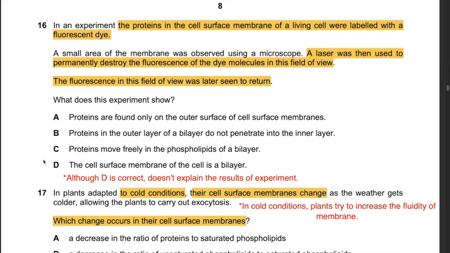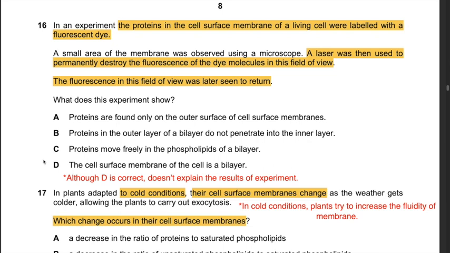A. Proteins are found only on the outer surface of cell surface membranes. That is incorrect, as proteins can also be found spanning the whole cell surface membrane, known as transmembrane proteins. B. Proteins in the outer layer of a bilayer do not penetrate into the inner layer. Well, that is incorrect, as proteins are able to move about and diffuse within the phospholipid bilayer.